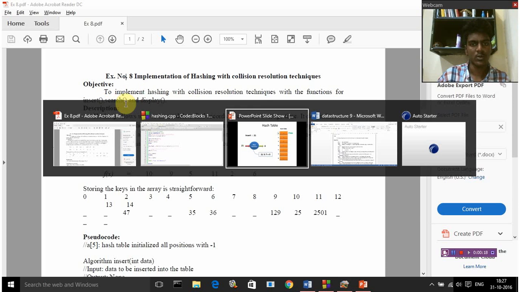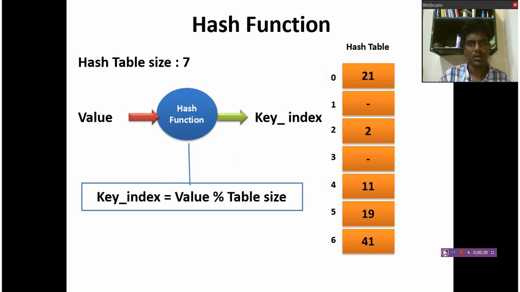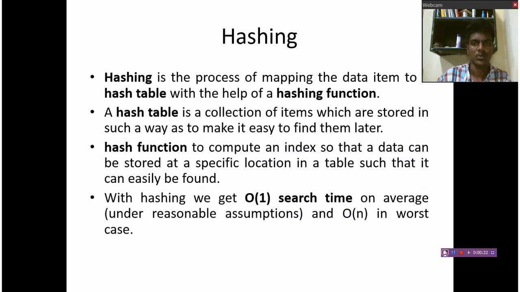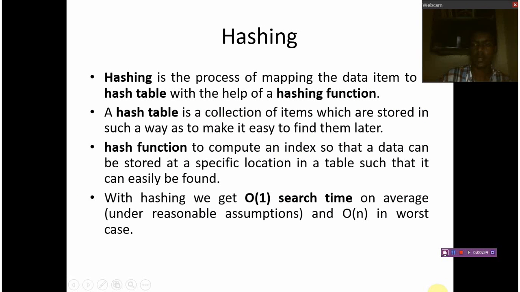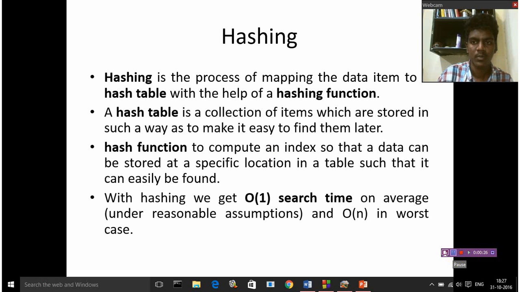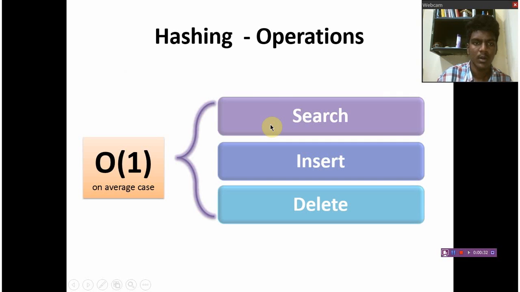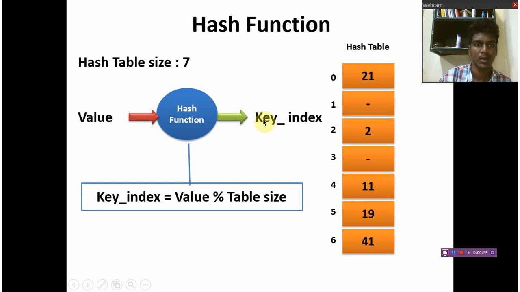Now I'll explain to you about hashing. Hashing is a process of mapping a data item to a hash table with the help of a hashing function. Hashing should also have operations such as search, insert and delete. Now, when a certain value is given, it should be hashed into the hash table at a particular position.